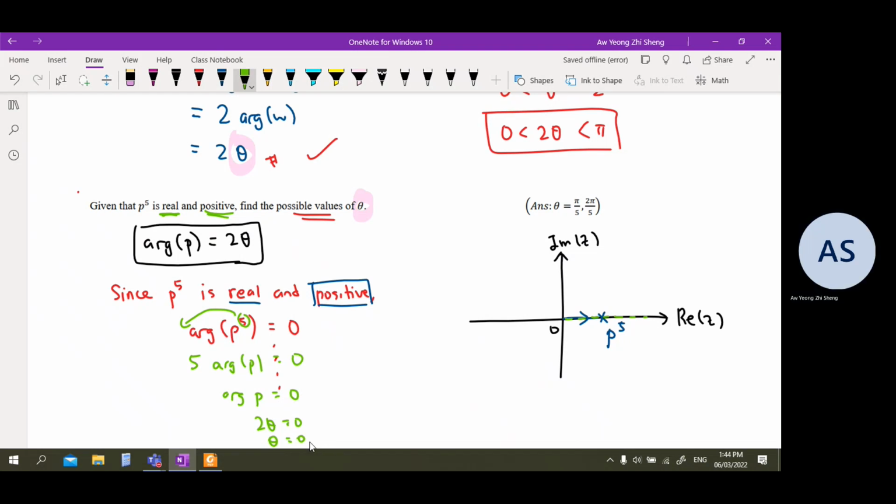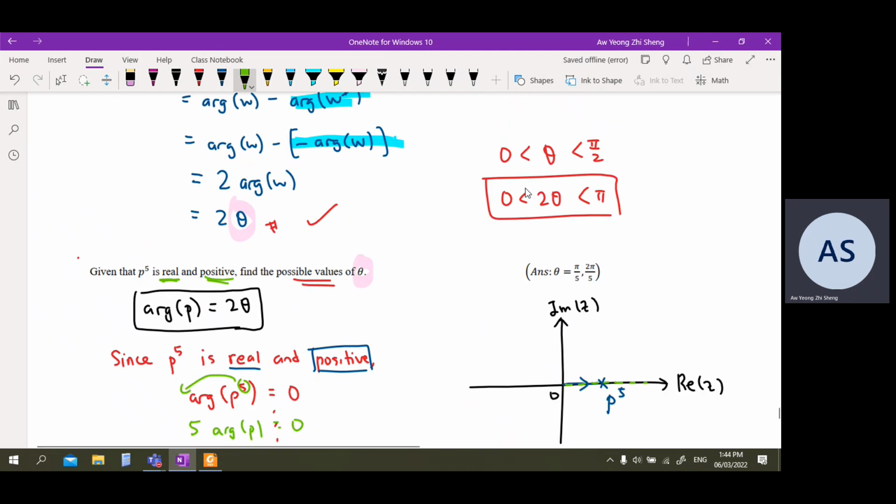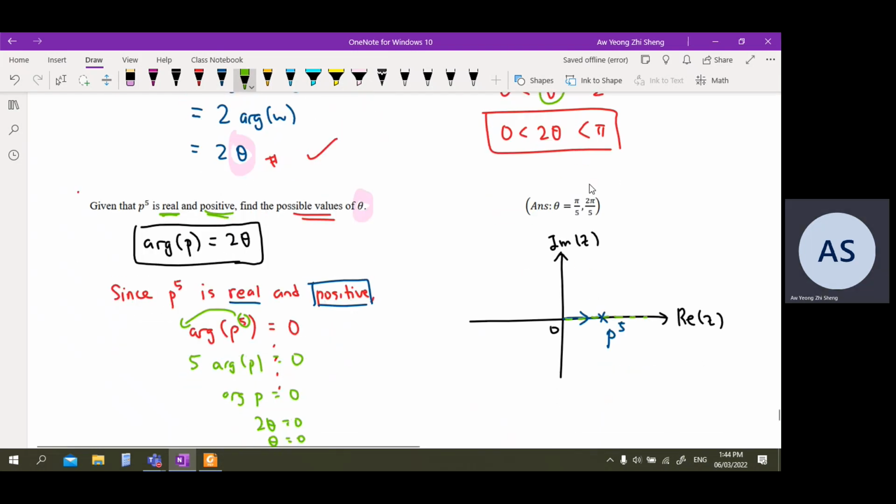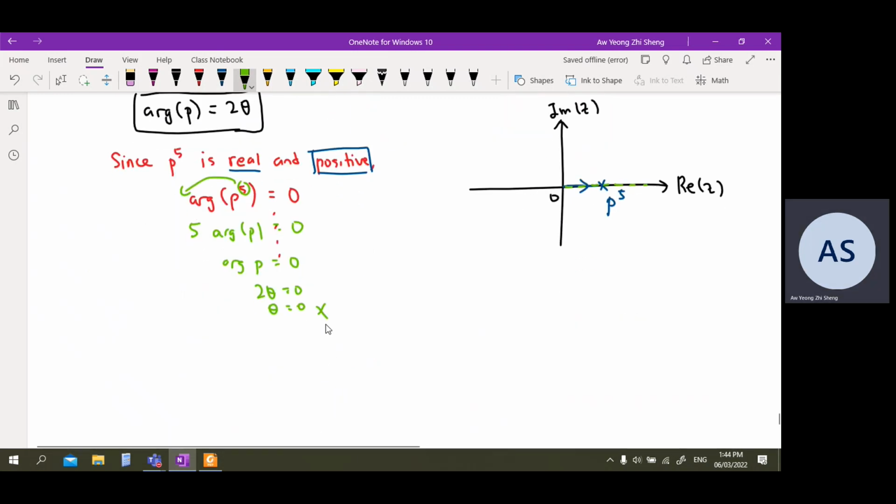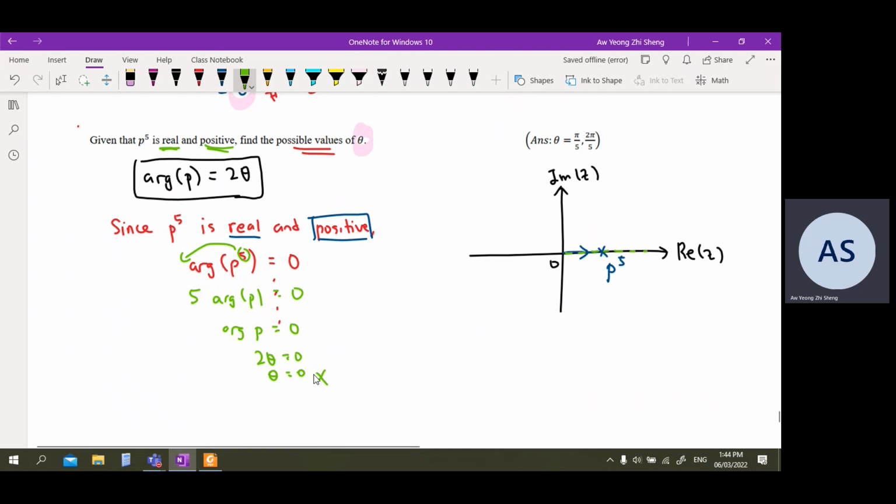But then the question says your theta must be strictly between 0 to pi over 2. So you end up getting a 0, which actually cannot be accepted as the answer. So you end up getting no solution. So something must be wrong somewhere. Now, they want us to find all the possible values of theta.